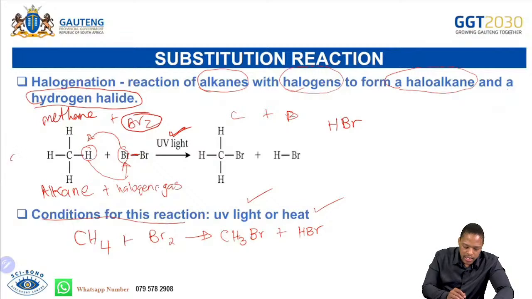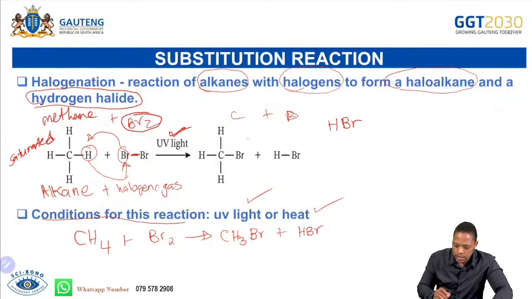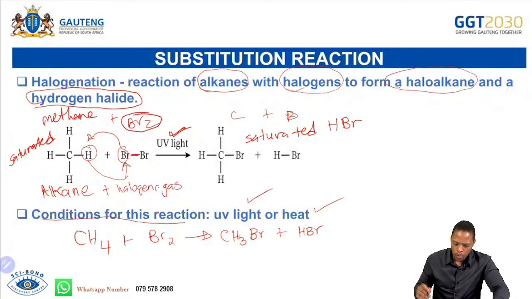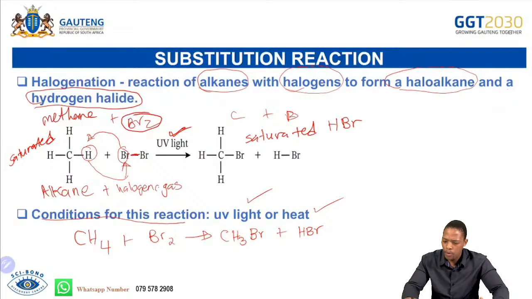Let us also check something here. The reactants here are saturated. Okay, and the product here is also saturated. Another clue that you can use to see that we are dealing with a substitution reaction. Remember, in addition, it was always unsaturated going to saturated. However, here it's saturated still going to saturated. So that's one way of always checking what type of reaction you are dealing with, grade 12 learner.